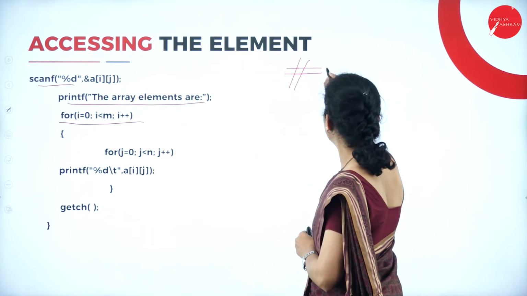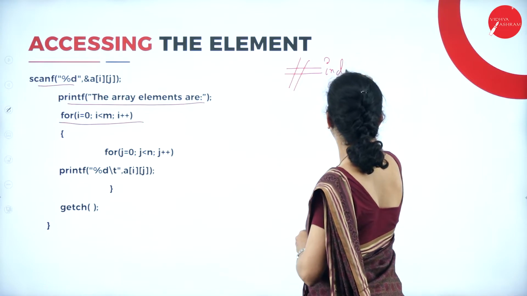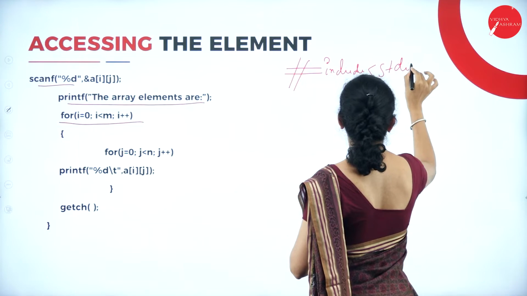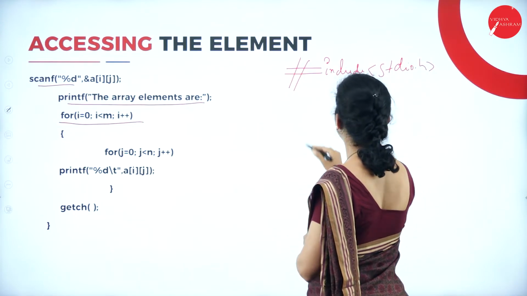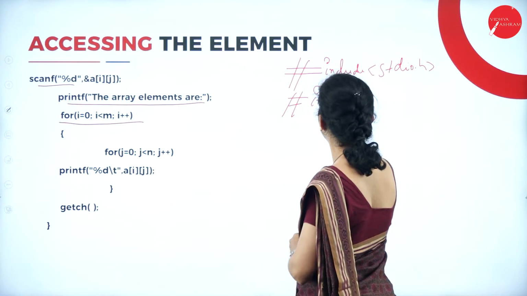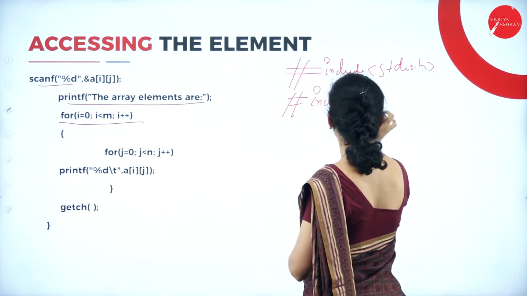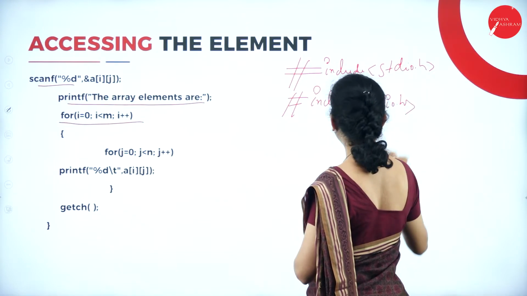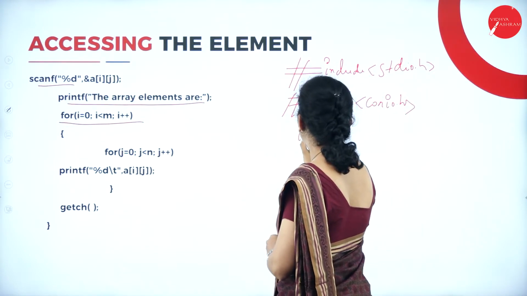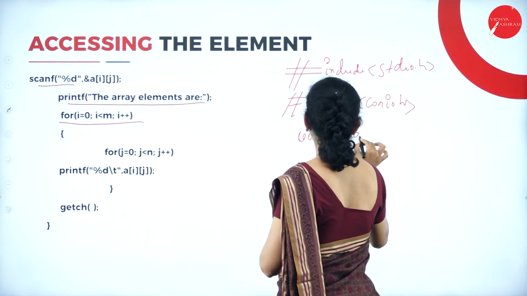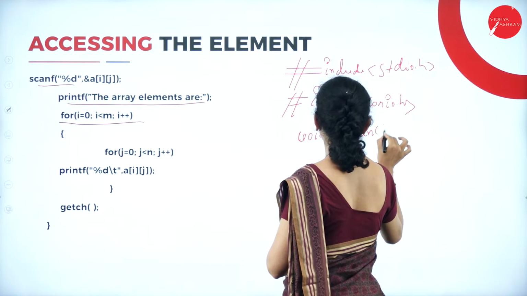So how can I write it here? That is hash include stdio.h, then hash include conio.h, and my actual program execution starts from void main.